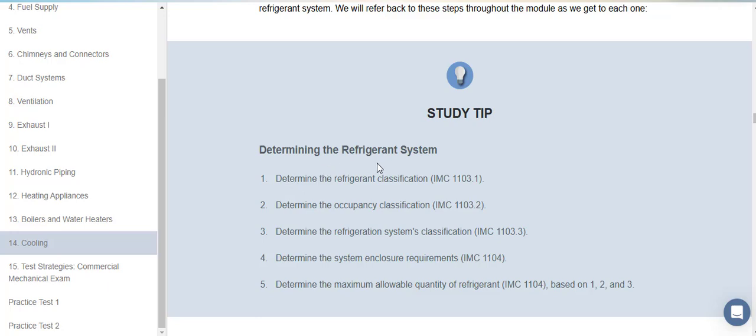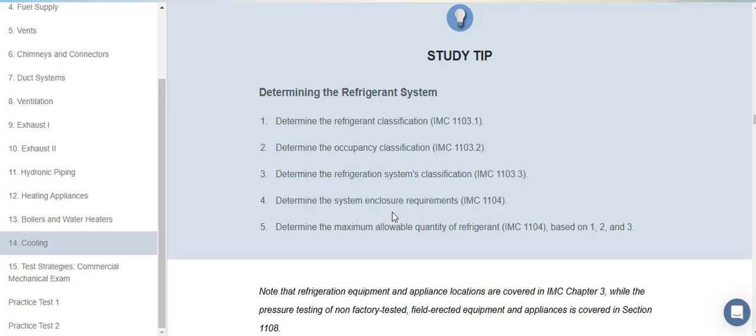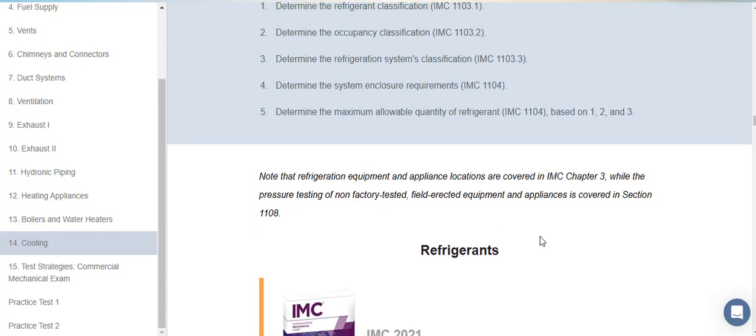Study tip, determining the refrigerant system. Number one, determine the refrigerant classification, International Mechanical Code 1103.1. Number two, determine the occupancy classification, International Mechanical Code 1103.2. Number three, determine the refrigerant system classification, International Mechanical Code 1103.3. Number four, determine the system enclosure requirements, International Mechanical Code 1104. Number five, determine the maximum allowable quantity of refrigerant, International Mechanical Code 1104, based on one, two, three.